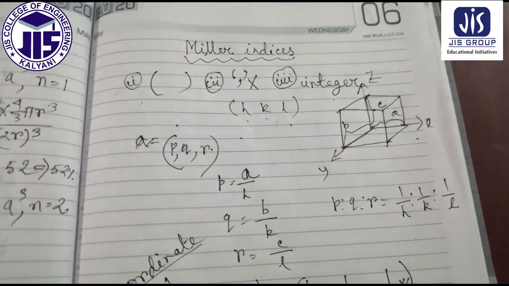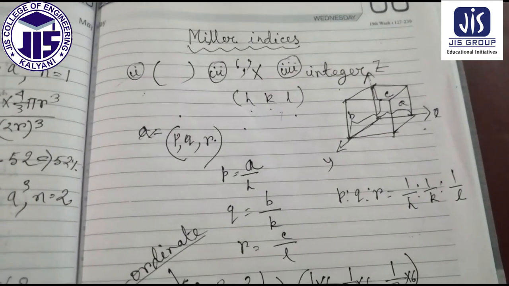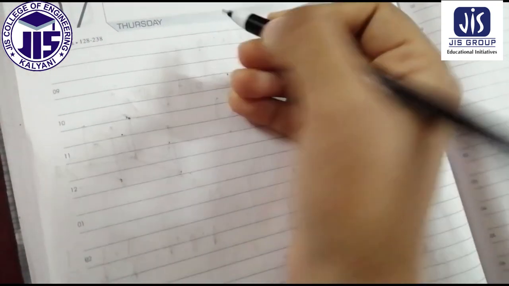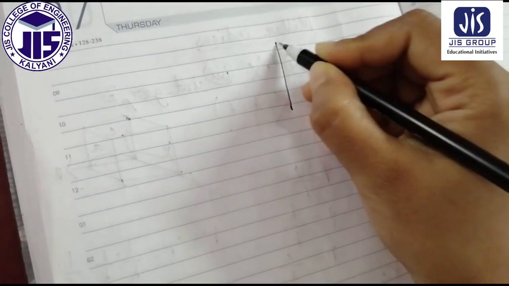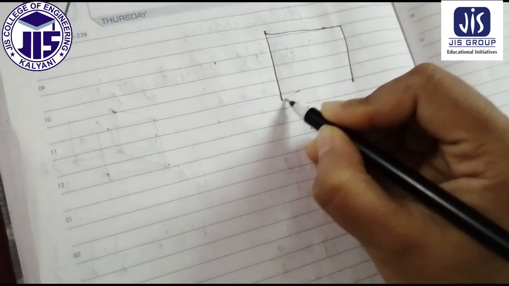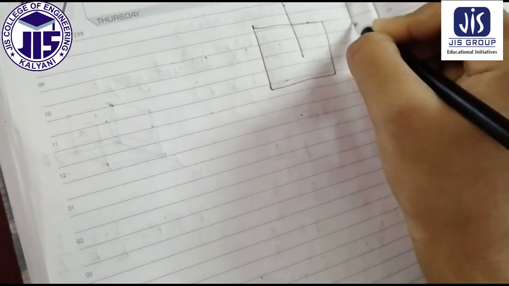So this is about the Miller indices. Now we have to implement it. Suppose first we have to draw the cube well, to show the planes well.